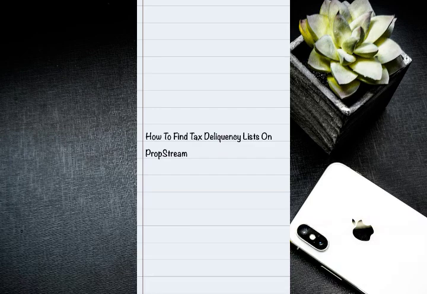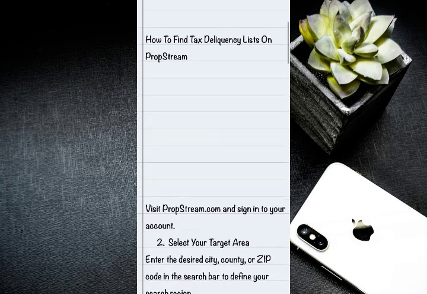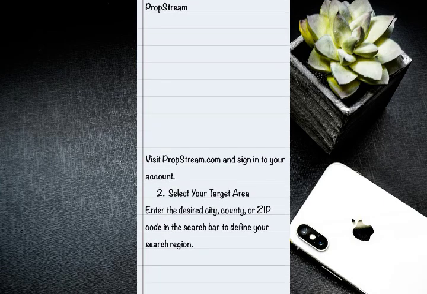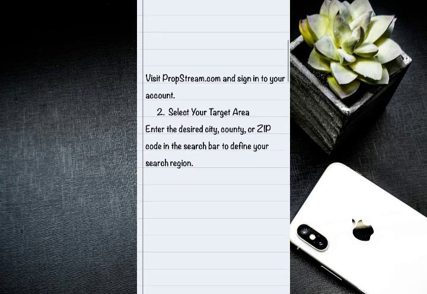In this video, I'm going to walk you through an easy step-by-step guide on how to find the tax delinquency list on PropStream. So to find your tax delinquency list, here's a straightforward guide to do that. The first thing to do is to visit PropStream.com and sign into your account. Then from there, select your target area, then enter the desired city, county, or use your zip code in the search bar to define your search region.